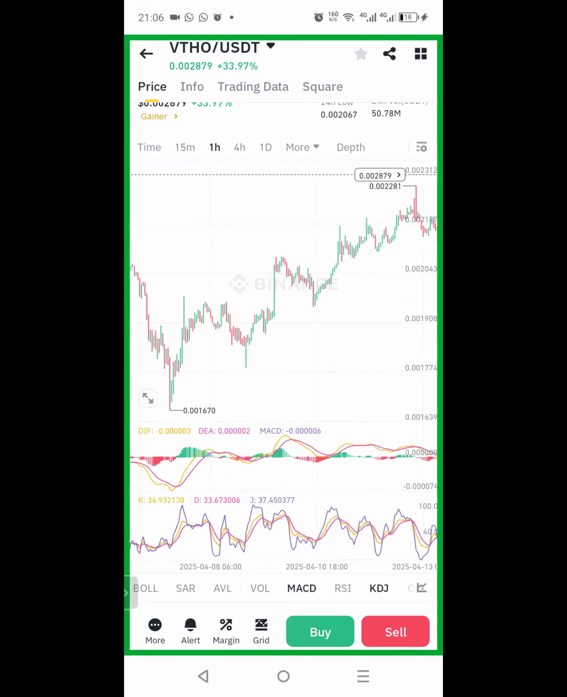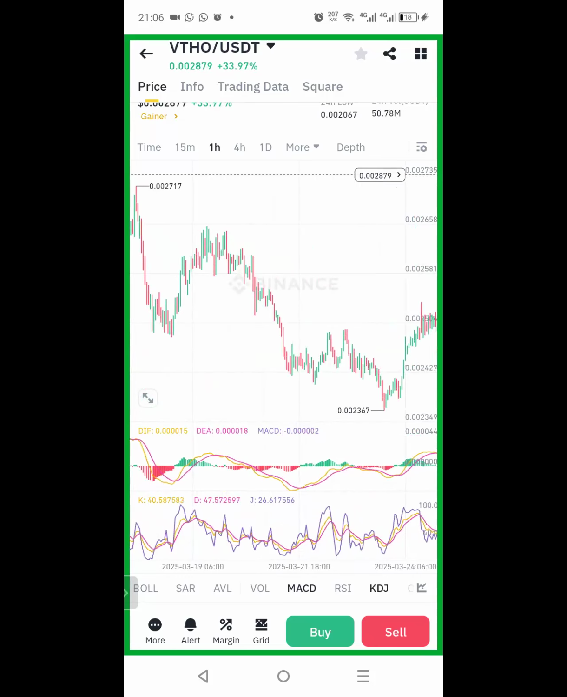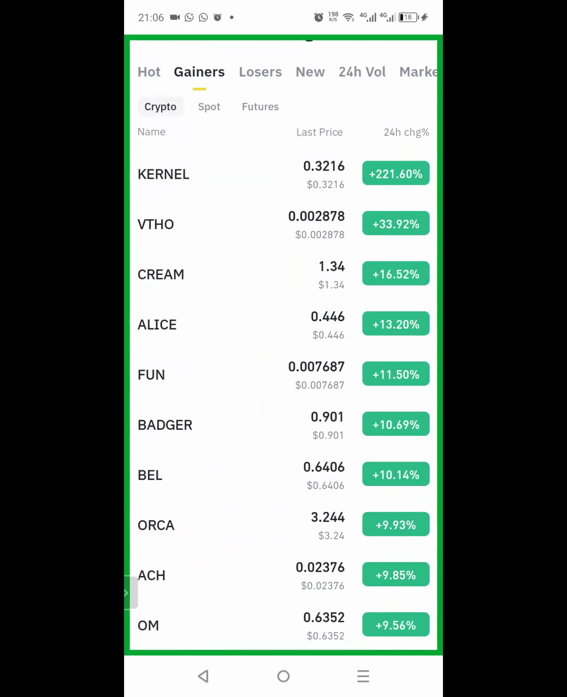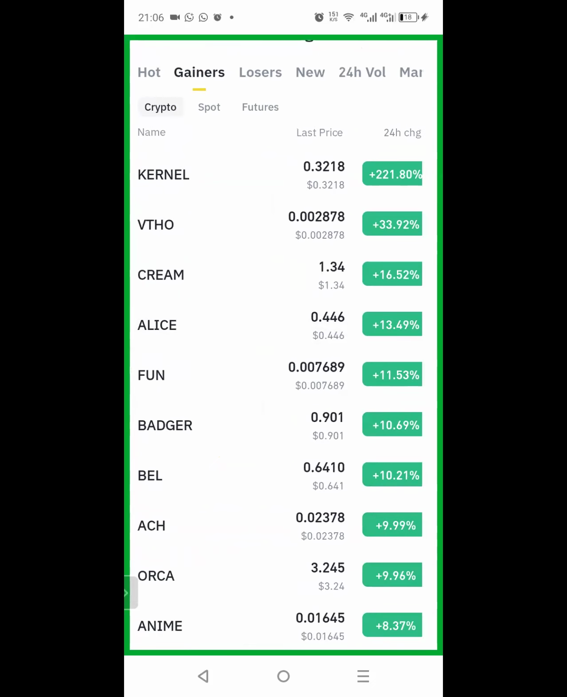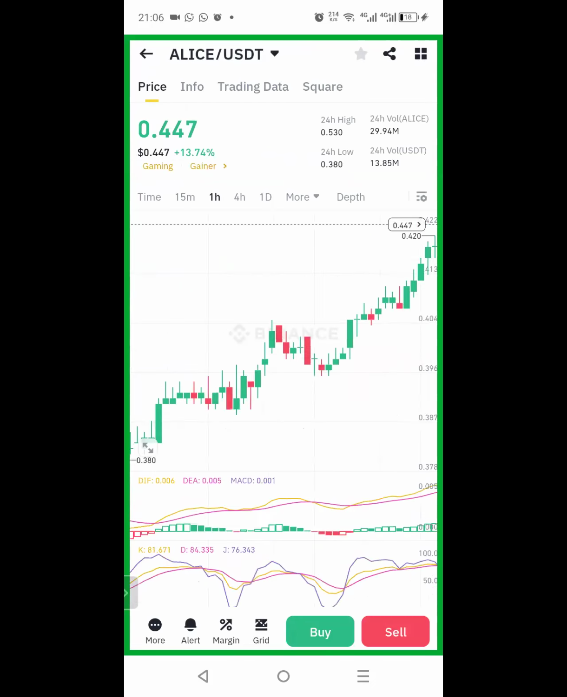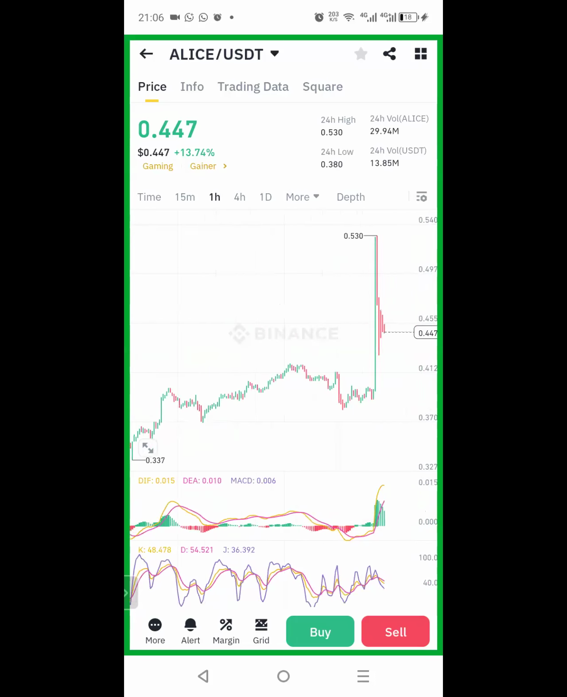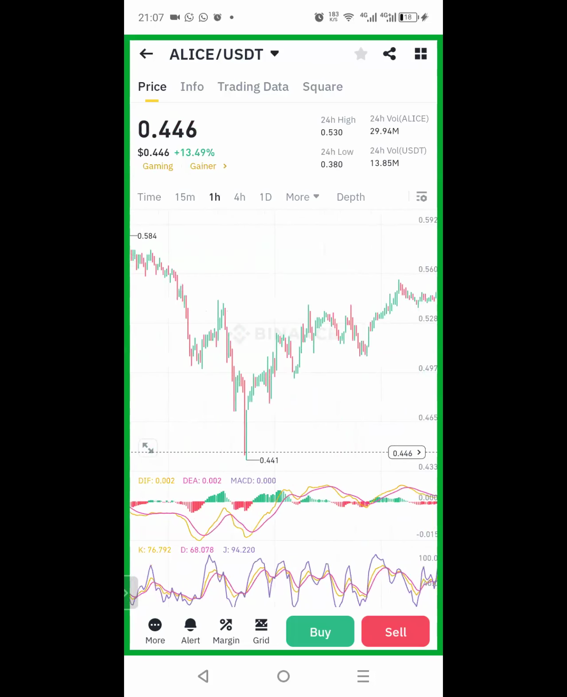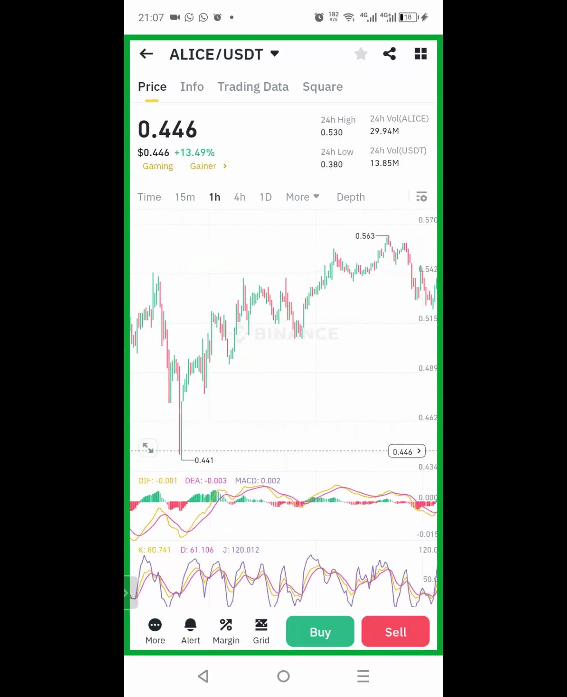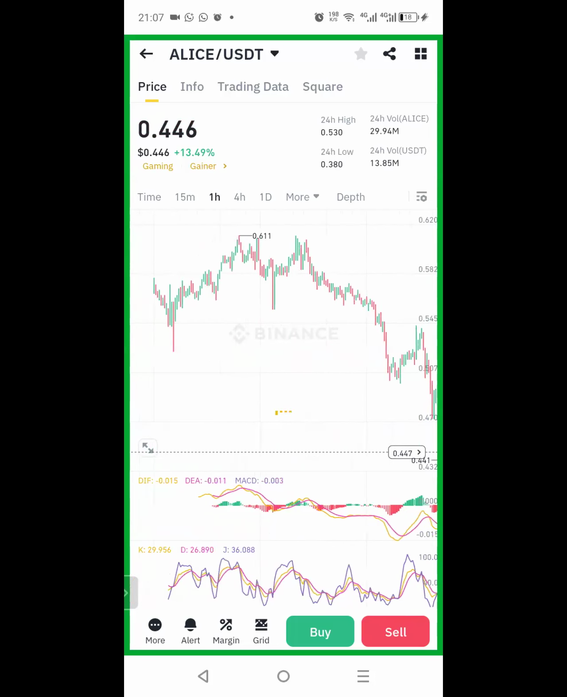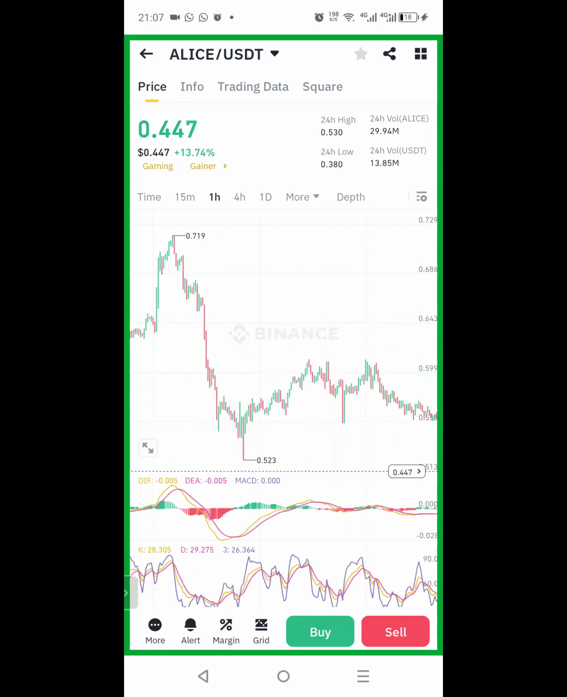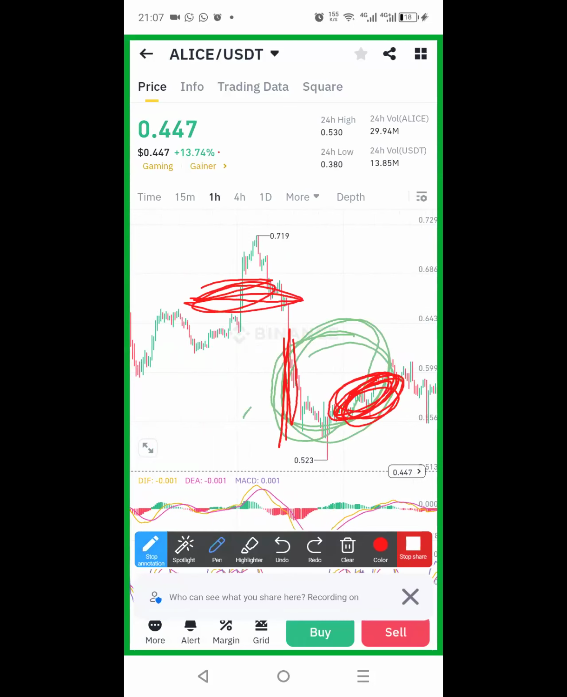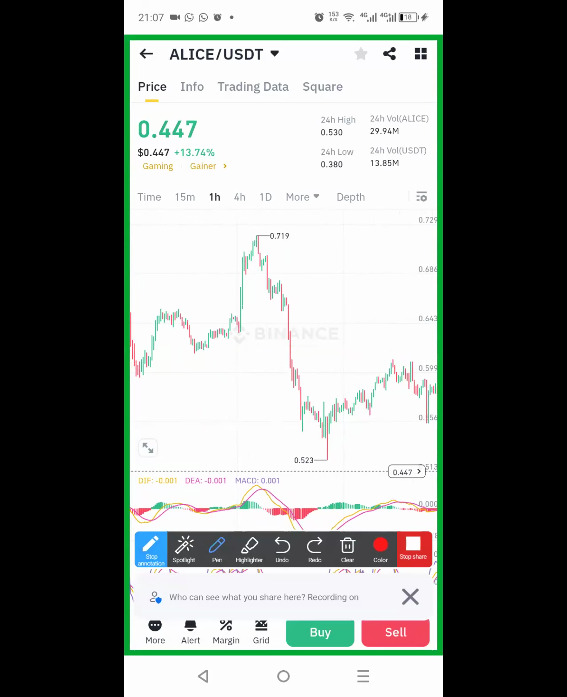So for example, let me find a coin that is going on an uptrend. Let me go back to the gainers section. Okay, let me choose this coin and take it as an example. If we notice, from here, from this area, the coin is coming down.